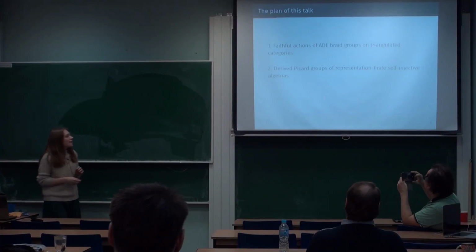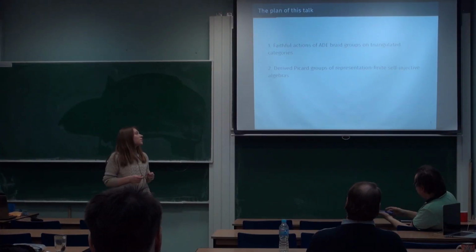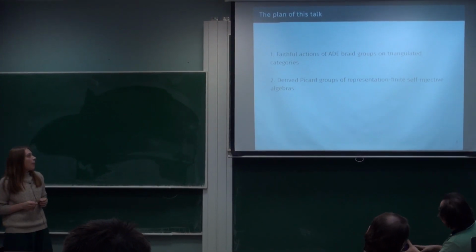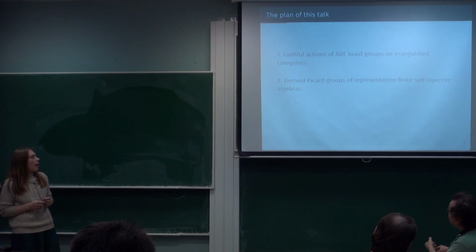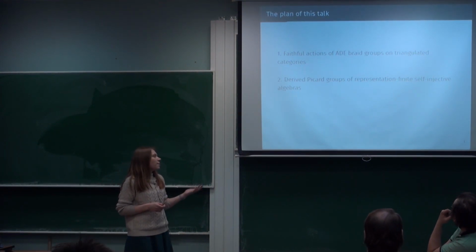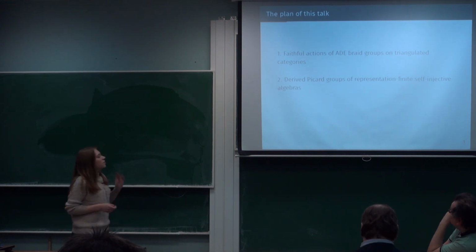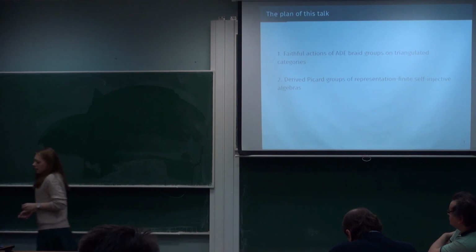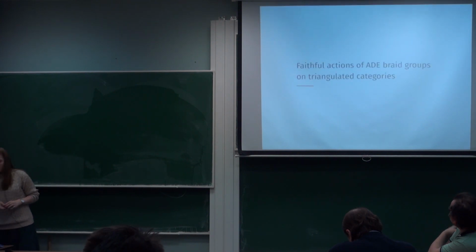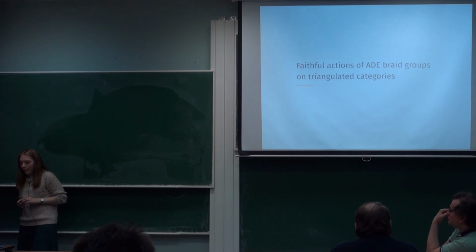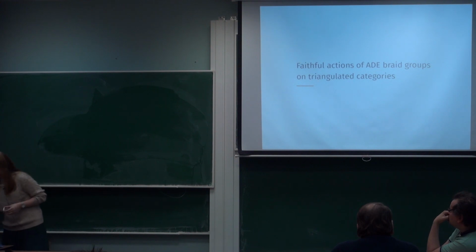So, as the slide says, my talk will consist of two parts. First, I'm going to talk about the problem I had in my bachelor's thesis, which a couple of months ago became a paper. And then I'm going to talk about the problem I'm working on at the moment. So the first part is faithful actions of ADE braid groups on triangulated categories.